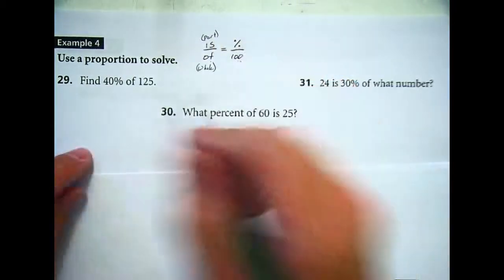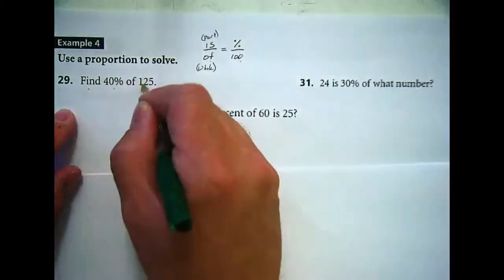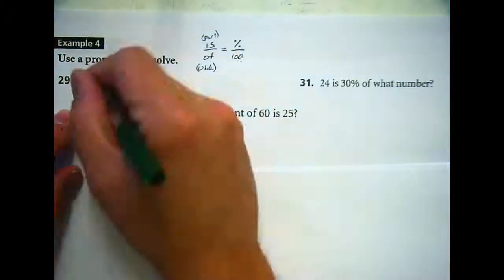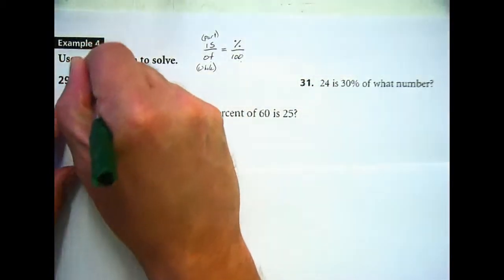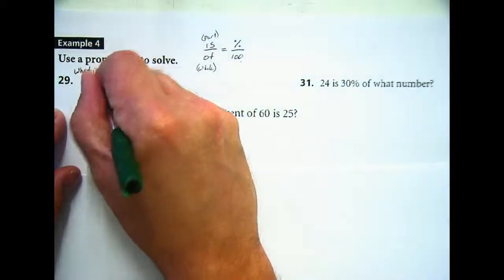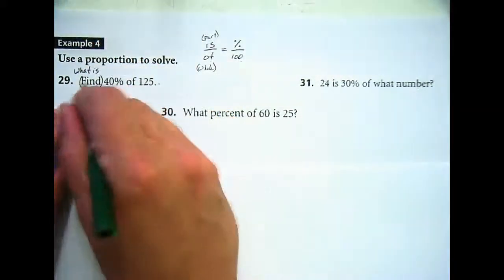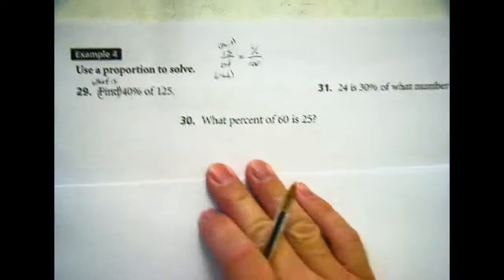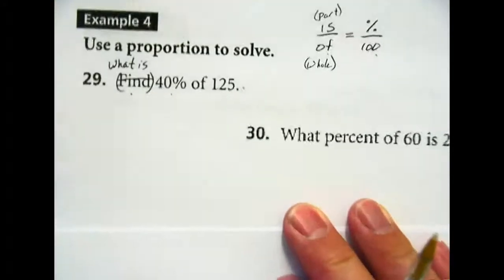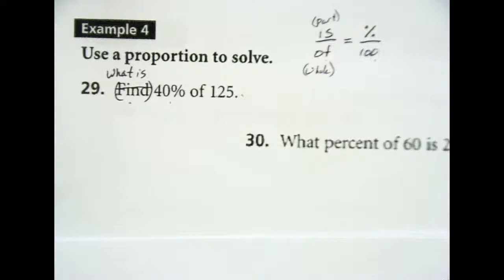So when it says find 40% of 125, when I think of the word find, I like to think of the words what is. What is, that's another way of thinking of find. Like what is 40% of 100? So let's zoom in on that there. What is 40% of 100?